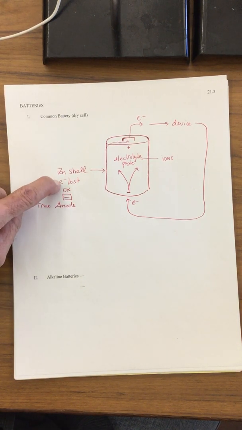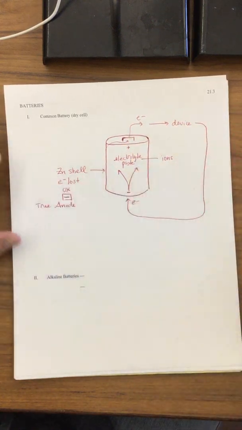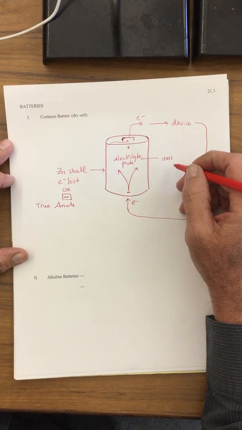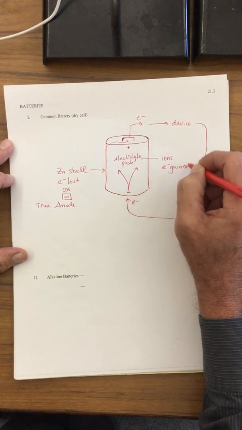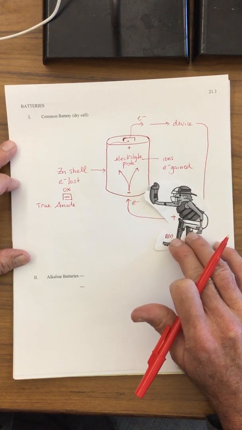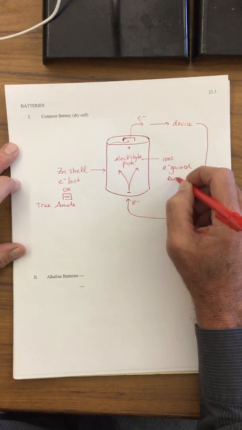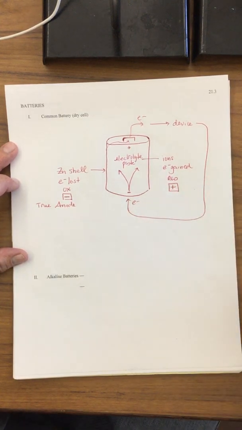Here again, the zinc shell loses the electrons. Those electrons go through the nub, they go into the device, they come back, they come into this paste, and these ions are sitting there, and these ions are going to gain the electrons. So the electrons are going to be gained or received by this electrolyte paste. This is going to be your catcher getting the electrons. This is where reduction is going to take place, and this is going to be the true cathode.